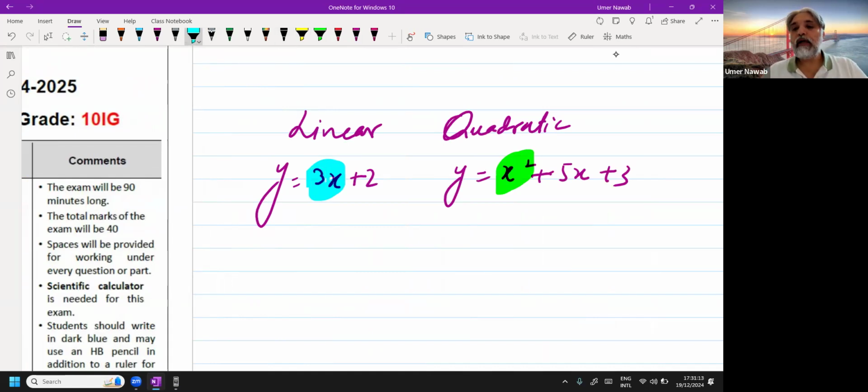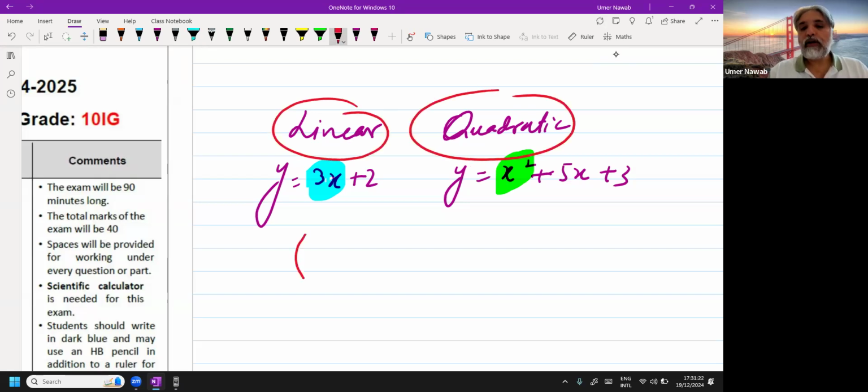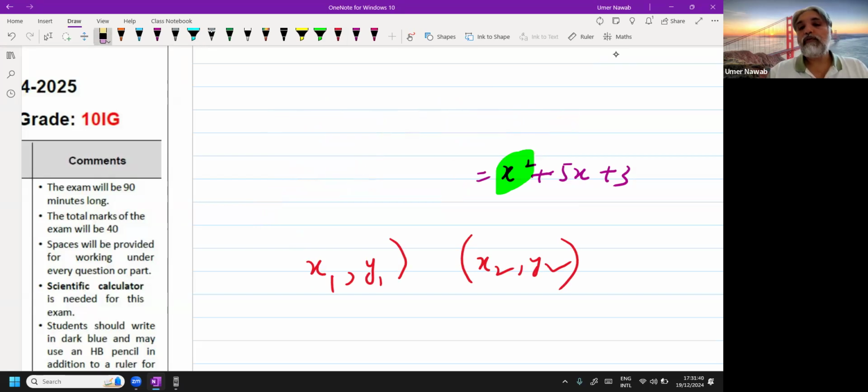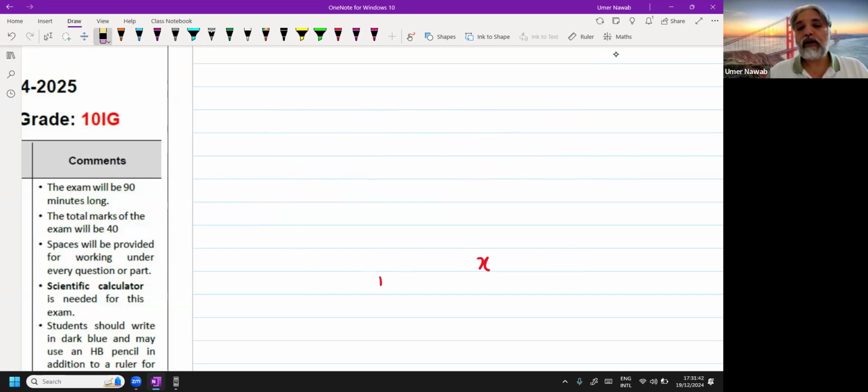I will teach you, and we will go through the technique which we have learned for how to solve the linear and quadratic equation. And you remember we were getting mostly two answers, two values of x, and corresponding to these two values of x, I was finding the two values of y. So this is the basic technique which will be useful for you to solve one linear and the second quadratic equation.